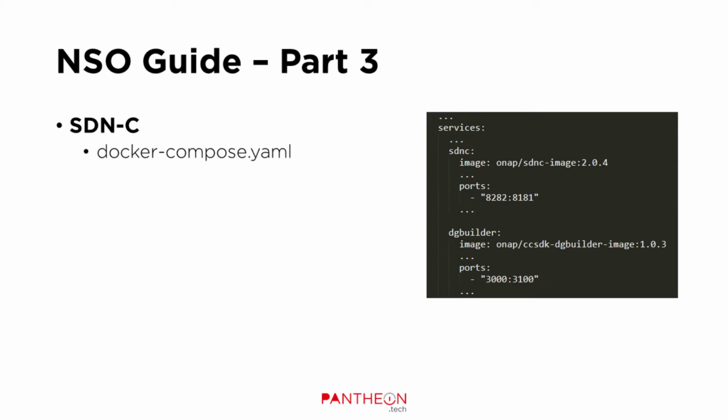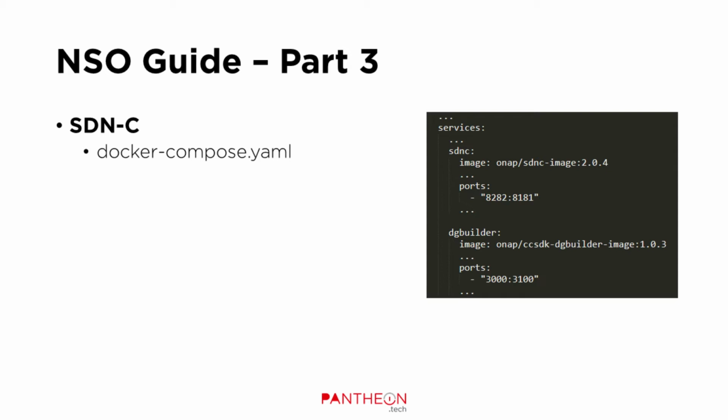The most important Docker images are SDN-C image and CCSDK DG Builder image. SDN-C image contains an implementation of the SDN-C component based on a combination of CCSDK and ODL. DG Builder image contains a web UI which is used for designing, uploading and activating directed graphs. Versions 2.0.4 and 1.0.3 correspond with the ONAP Guilin release.